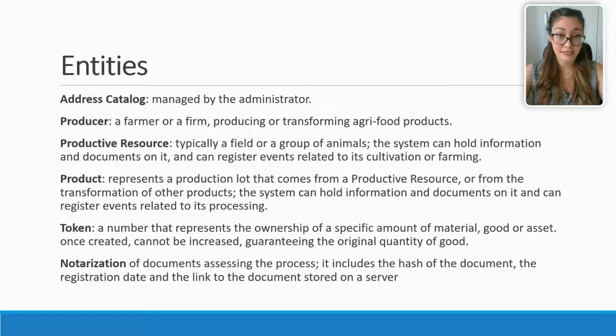We use it in the system in order to guarantee the original quantity of good, since once it is created, it cannot be increased. And finally, the notarization of documents. It must include the hash of the document, the registration date, and the link to the document, typically stored on a server. Obviously, it can also include other data.